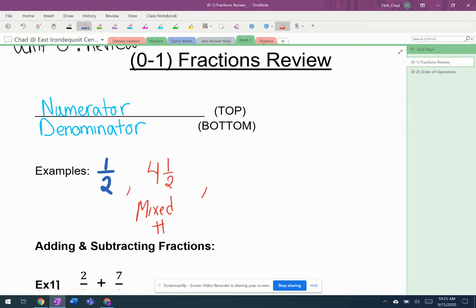Or what about something that looks like this? What if I have 10 over 3? Remember what that kind of fraction is called? When the top is bigger than the bottom, that is what's called an improper fraction.